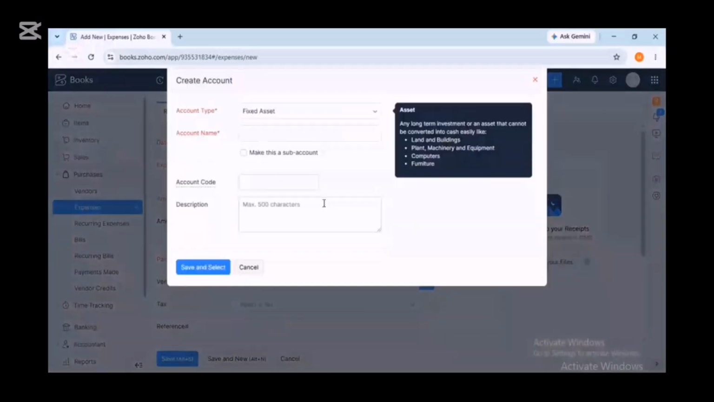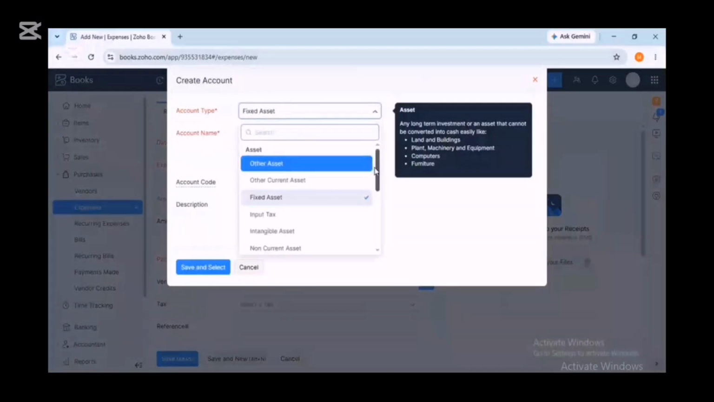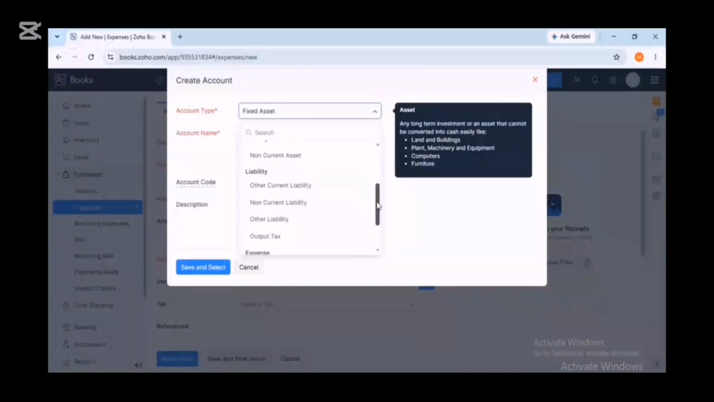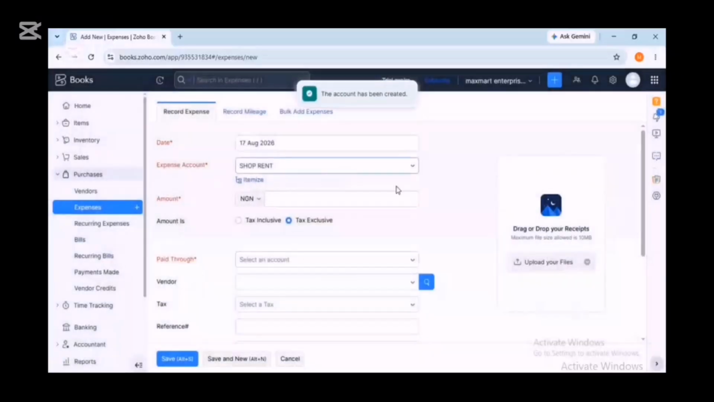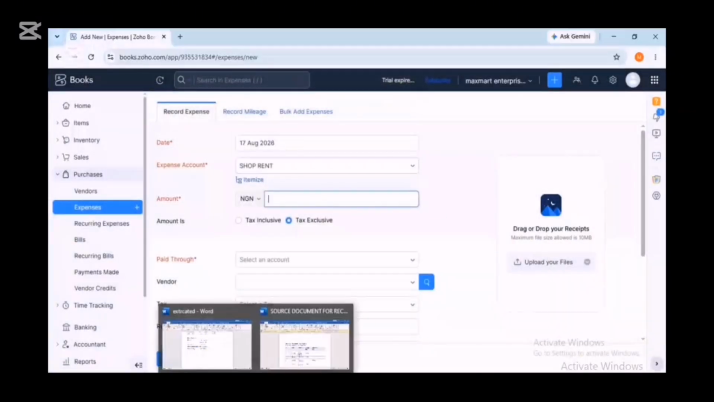So this is the chart of accounts for the transaction, right? So let's select expenses because it's an expense account. So let's tick here and enter shop rent. Because the system does not have a shop rent account, we made it. So shop rent. So now let's enter the expense that was paid through the bank.